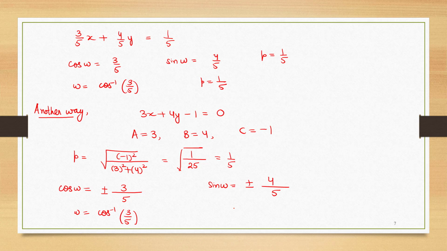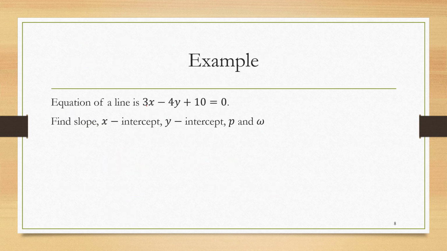Let's do one more example. Equation of a line is given by 3x minus 4y plus 10 equal to 0. We will find slope, x-intercept, y-intercept, p and omega. So the equation of the line is in the required general form. So we have a is equal to 3, b is equal to minus 4, c is equal to 10.